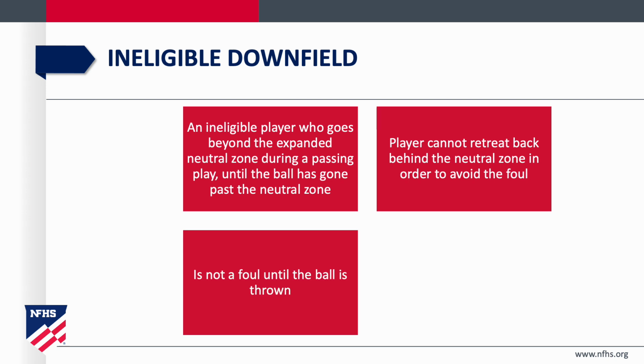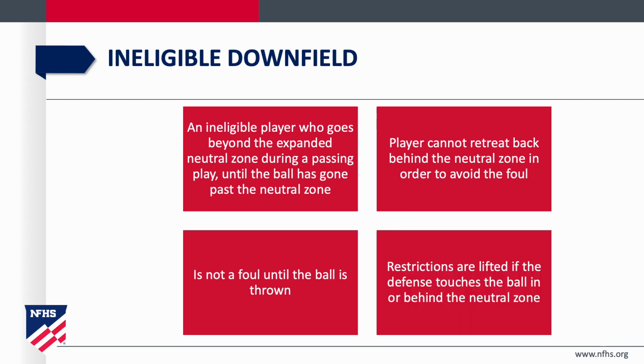However, it can't be a foul until the ball is thrown legally forward. Up until this point, this play is a running play. Officials need to read their keys and see if the play is developing into a potential pass play. When we determine that, we need to start watching for the ineligible players to make sure they don't go beyond the expanded neutral zone. If they do, remember it, and once the ball is thrown, drop a flag.